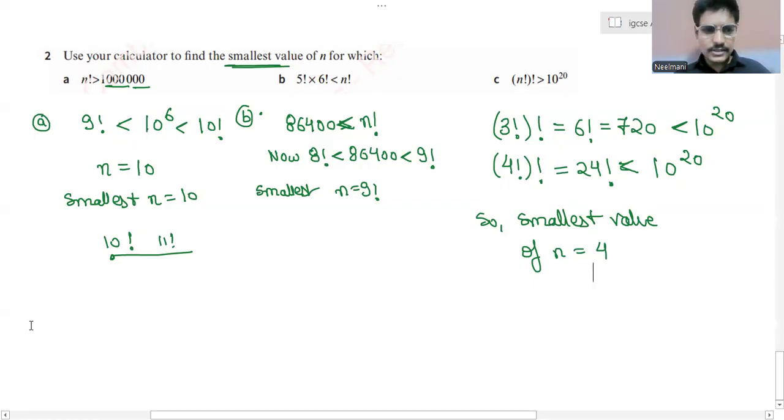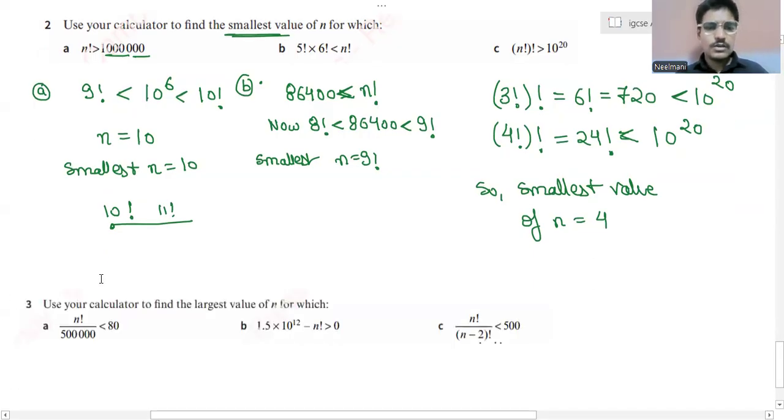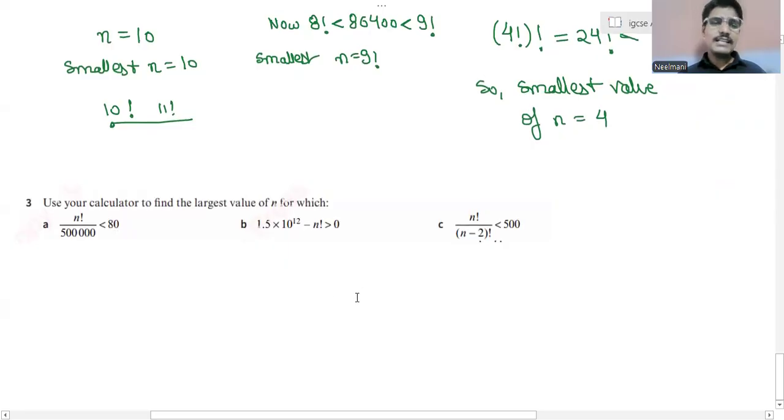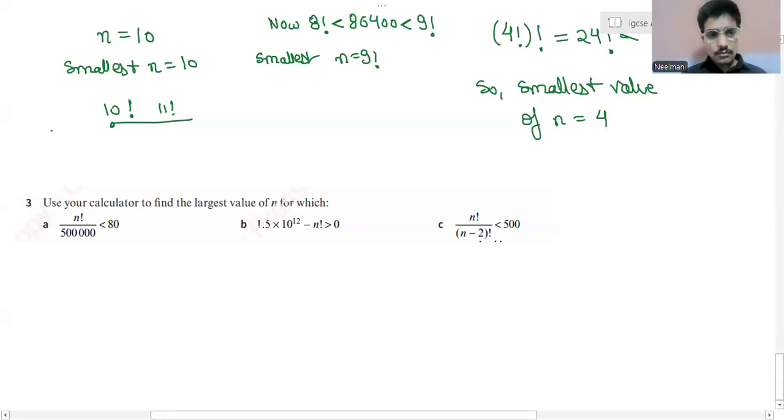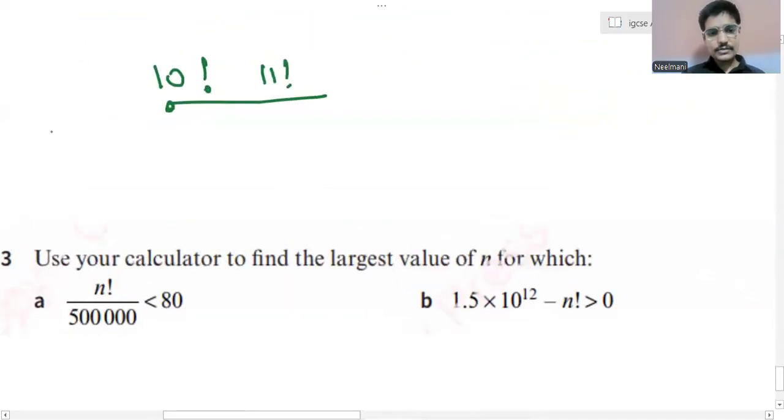Third question says, use the smallest value. Okay, use a calculator to find the largest value of n for which this is possible. Now, you may ask why this is talking about the largest value. If you see clearly, the n here is in the numerator. So let's try to find it out. What is the method that they are using here?